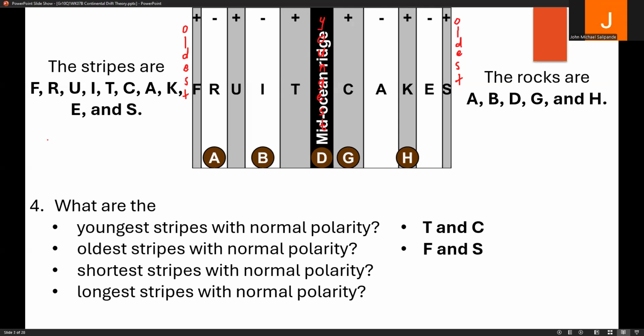Now, when we say shortest and longest stripes, we are looking at the thickness of the stripes. So thin stripes, short duration, while thick stripes, long duration. So the shortest stripes with normal polarity are F and S, while the longest stripes with normal polarity are U and T and C. Sorry, T and C.